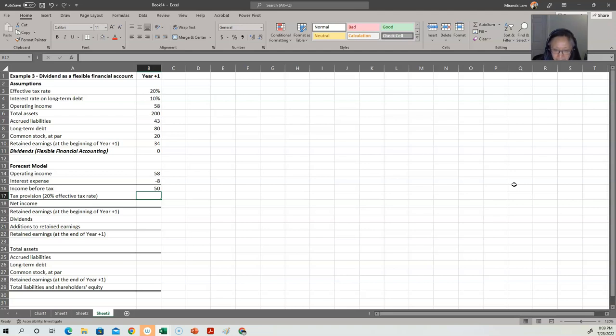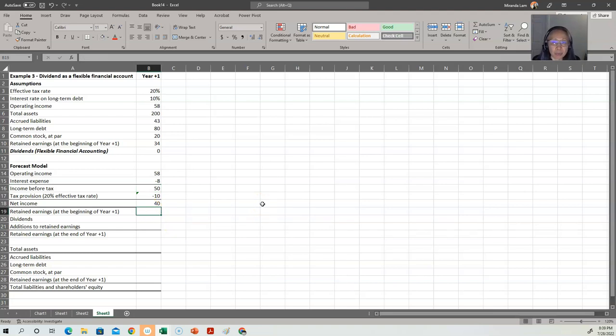And tax provision is equal to income before tax times the tax rate, which is 20%. So once again, if you want to show an expense as negative, we can show that as negative. And net income will just be income before tax plus the tax provision. So we just want to make sure that if you show this as negative, then your equation will be adding this up. If you show this number as positive, then income before tax will be operating income minus interest expense. The two conventions depend on your company or the analyst.